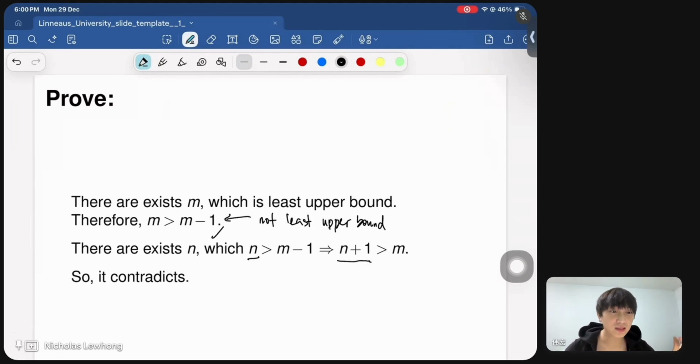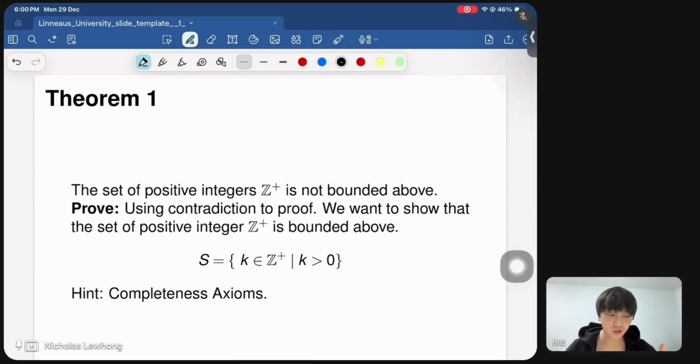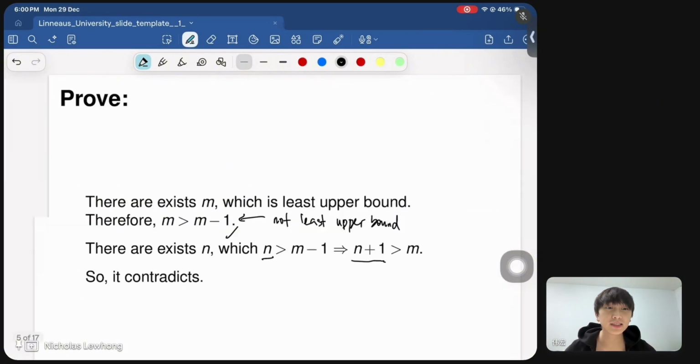So there is a positive integer larger than M. This contradicts M being the least upper bound, because the least upper bound cannot have something larger than it. So it's a contradiction. So we prove that the set of positive integers is not bounded above. This is a very easy proof.